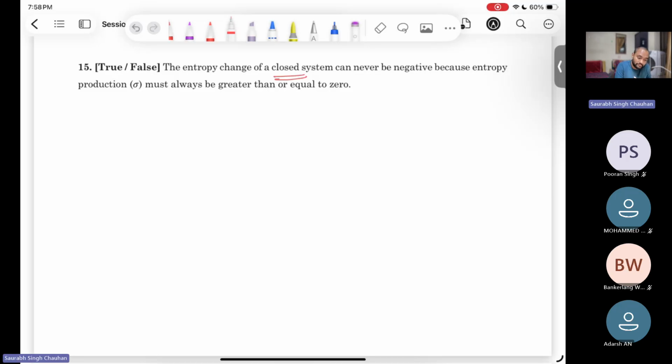It is a closed system. Closed system means there is no mass transfer, but heat transfer can be there. Entropy change of a closed system can never be negative, but a closed system can have heat transfer. And if that closed system is continuously losing heat and it has lost so much heat that it can make the entropy change negative. Yes, sir, true. No, false, not true. Yeah, what you told is correct.